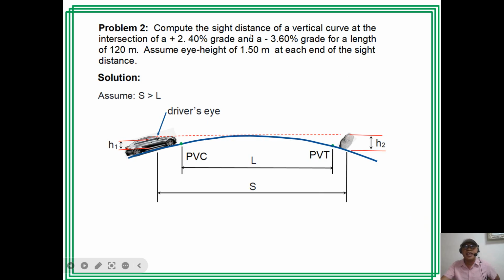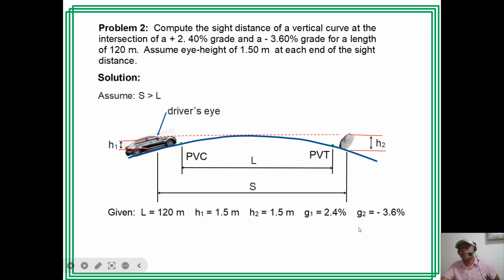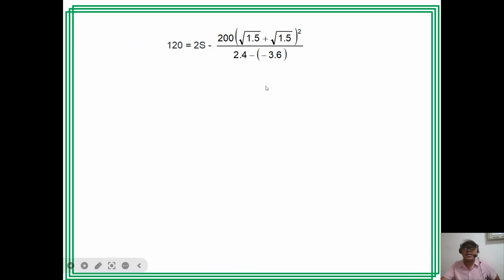So the question is the sight distance for a length of curve of 120 meters. So L is 120. We are asked to solve for S, with H1 and H2 equal to 1.5. So G1 is 2.4, G2 is negative 3.6. So we assume S is greater than L. So we have this formula. With L equal to 120, H1, H2, and A given, we can substitute values and solving for S, that is 160 meters.